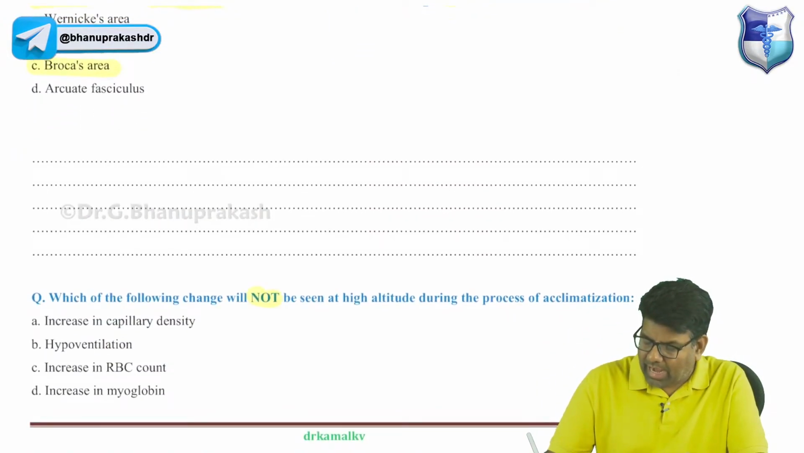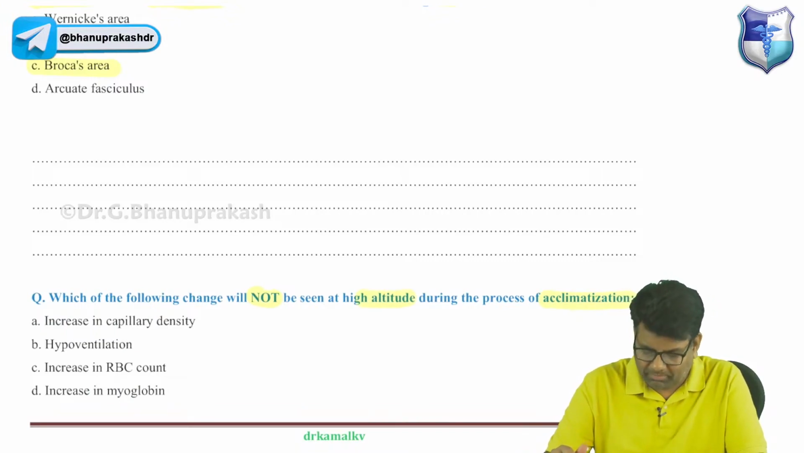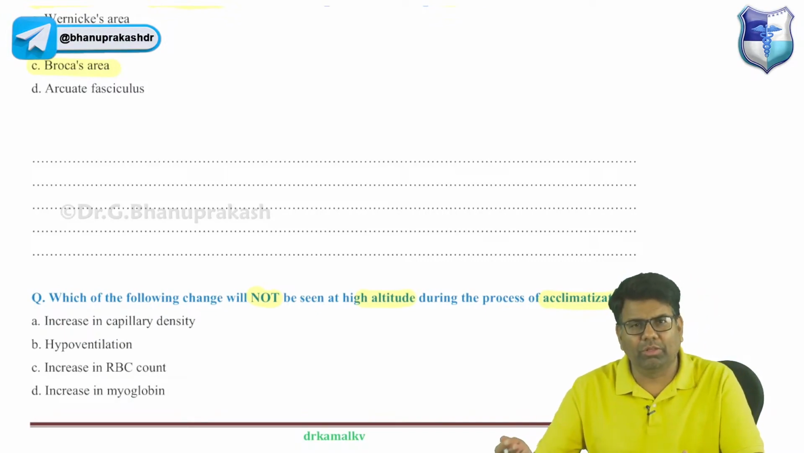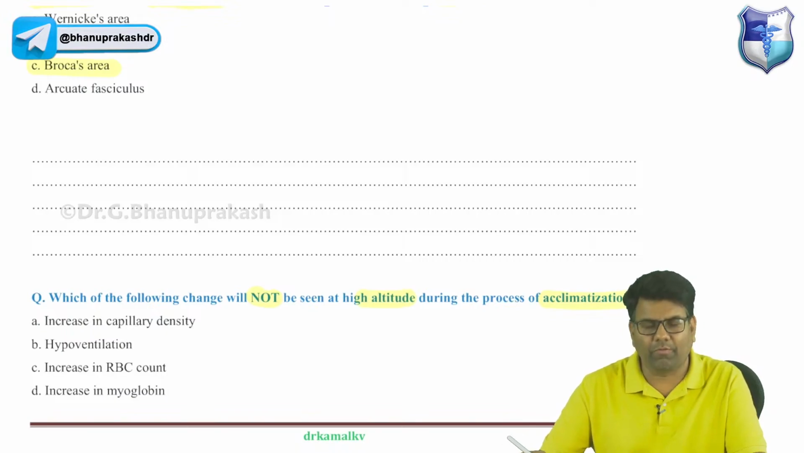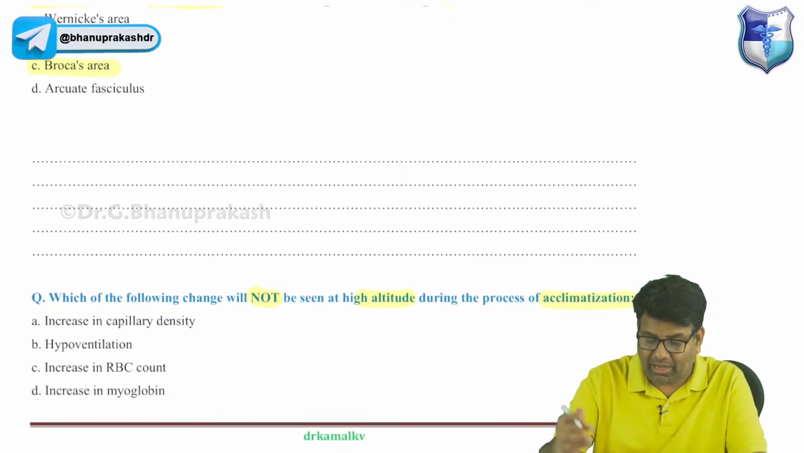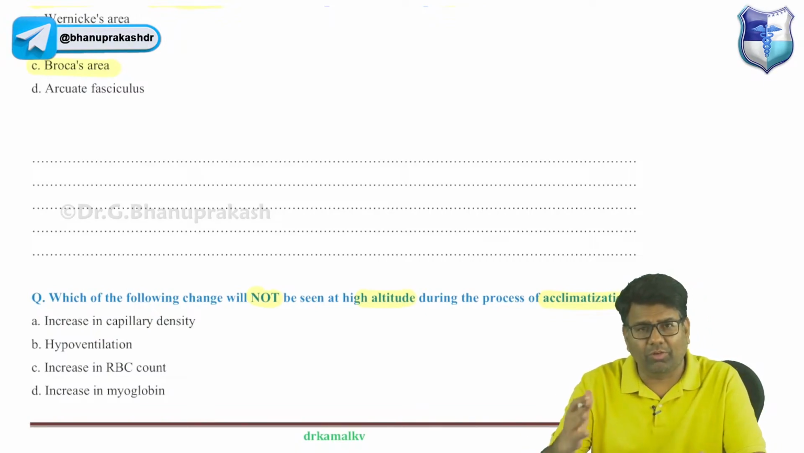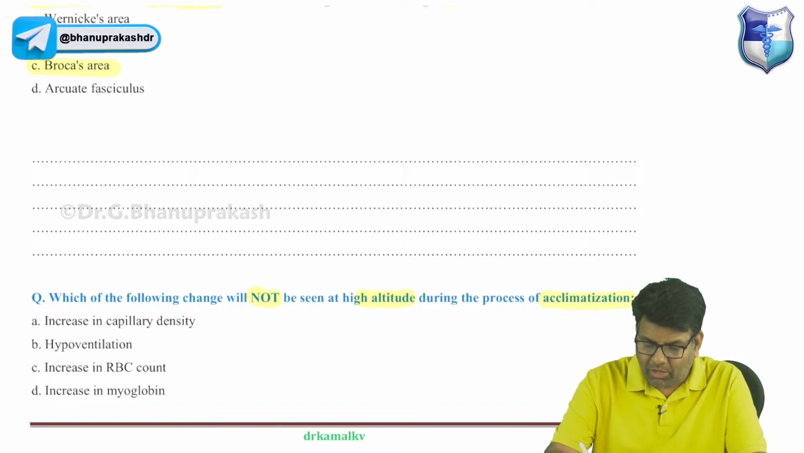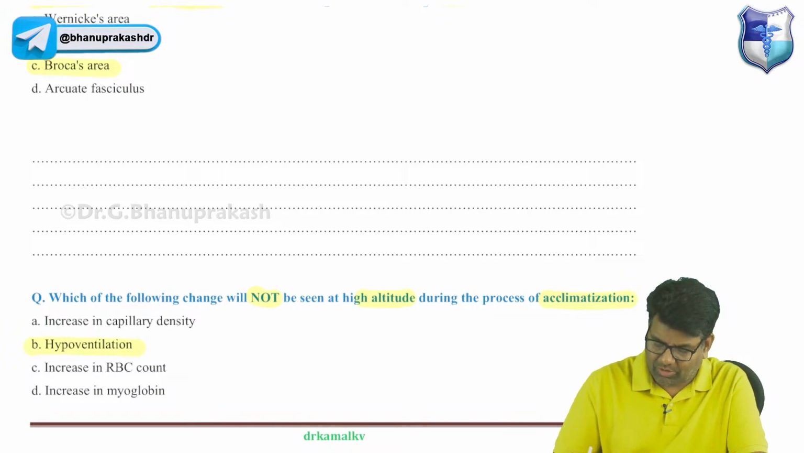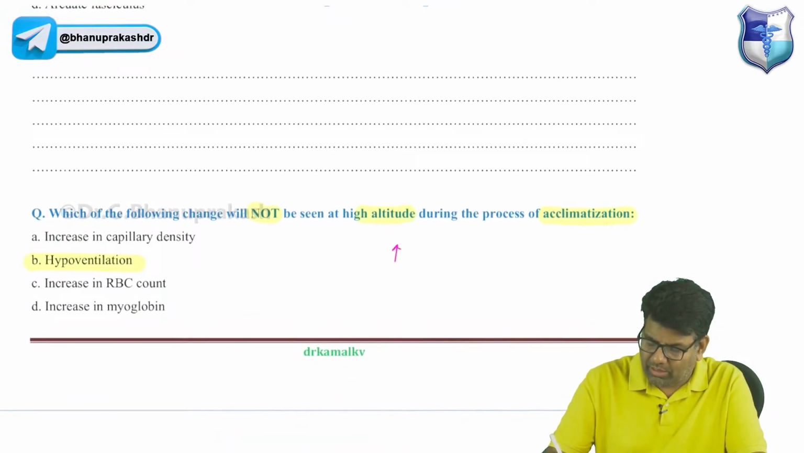Which is not seen at high altitudes during the process of acclimatization? So not seen at high altitude. Yes, whenever we go to high altitudes, the body needs more oxygen, because the partial pressure of oxygen is less at high altitudes. Especially if you have ever gone to Ladakh, you must have felt that. So yes, you need to hyperventilate. So not hyperventilation, there has to be an increased ventilatory rate, that is hyperventilation.